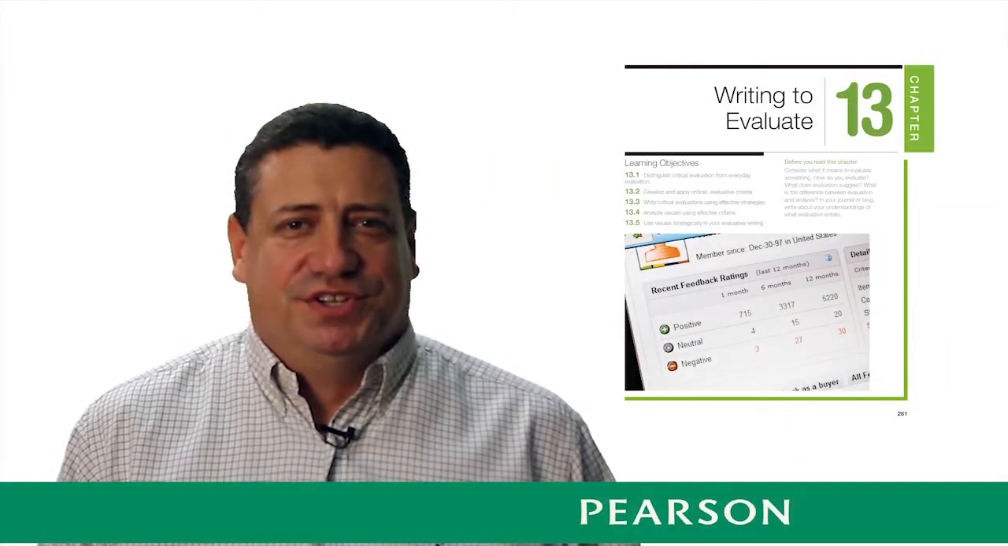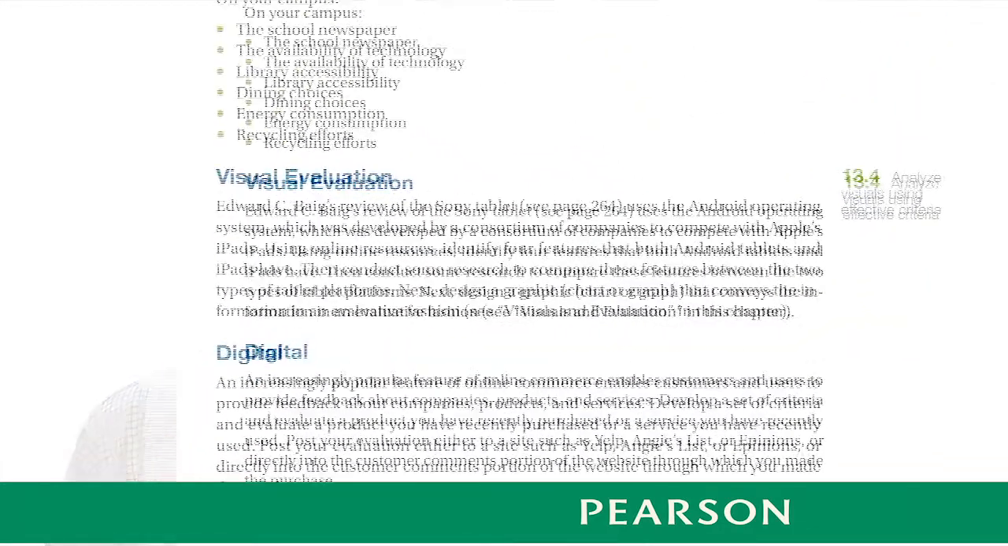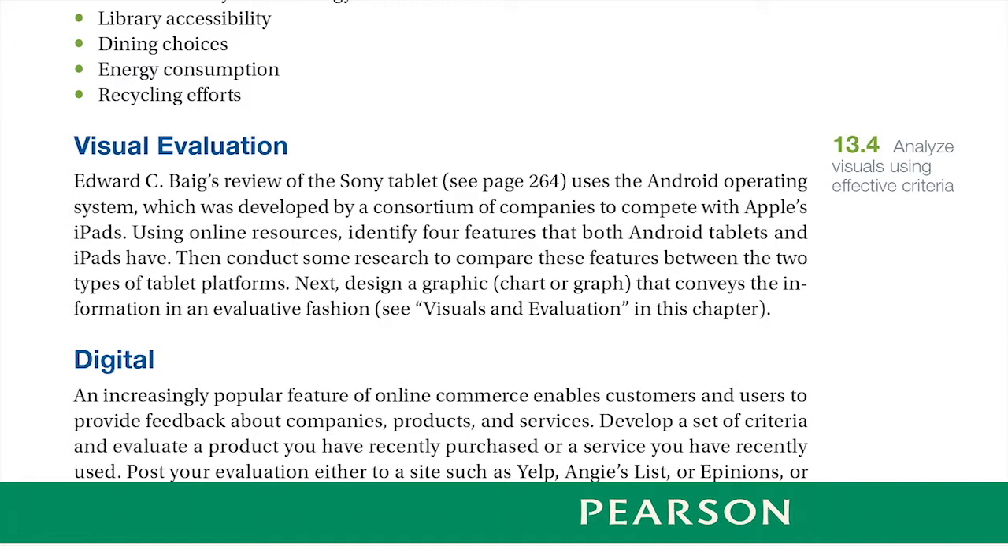Hi, I'm Sid Dobrin. This video addresses the visual evaluation project that asks students to develop a graphic, a chart or a graph, that compares and evaluates 4 features that iPad and Android tablets have in common. This assignment encourages students to think about how visual text like graphics can be used to convey evaluative information.